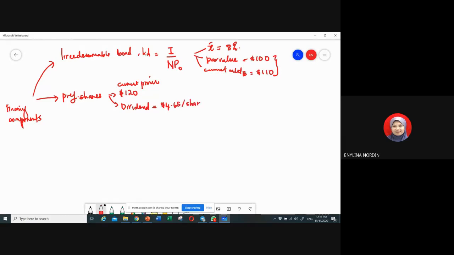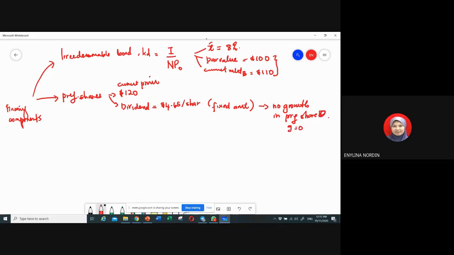Sometimes the question will give you the percentage, so you need to determine the dividend. You must bear in mind one of the features of preference shares: the dividend amount to be paid to the preference shareholders is a fixed amount. So there will be no growth in the preference share dividend. No growth means growth is zero.